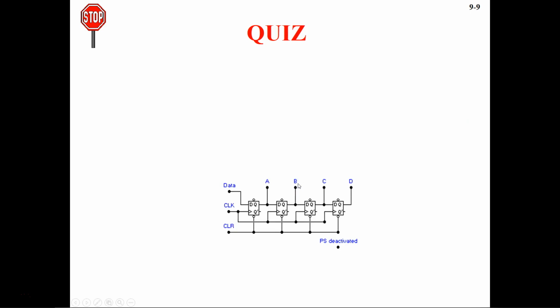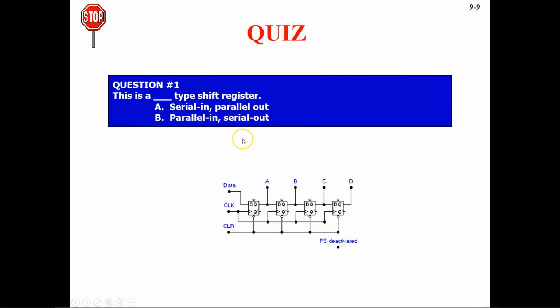Now let's see some quiz questions. The first question says, what type of shift register is this? If we look at this picture, we see that the data is coming in serially and going out in parallel. So this is the serial in, parallel out type shift register, and it is similar to the circuit which we saw in the previous slide. So this is serial in, parallel out.